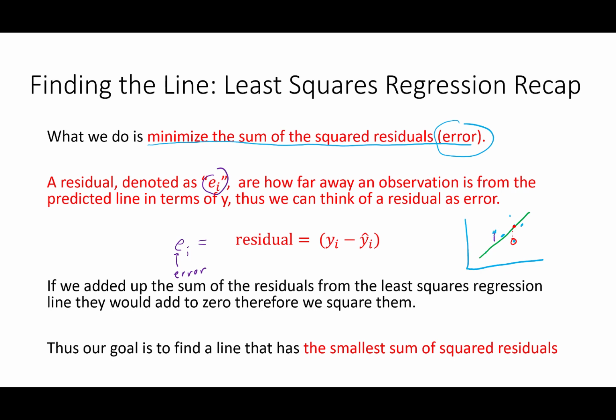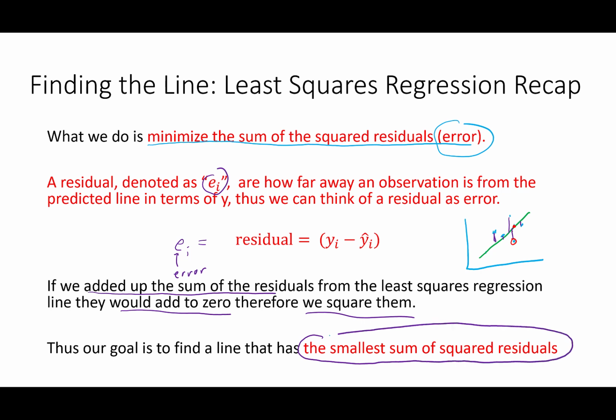Each point has their own residual. And we just said if we were to add up all those residuals, they would sum to 0. That is why we square them. Thus, our goal is to find the line that has the smallest sum of our squared residuals. This is our goal right here: find the line that has the smallest sum of squared residuals.